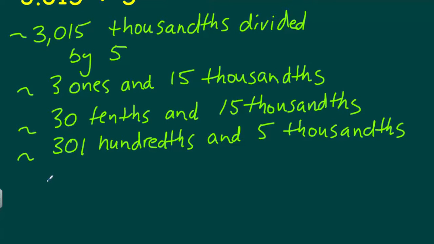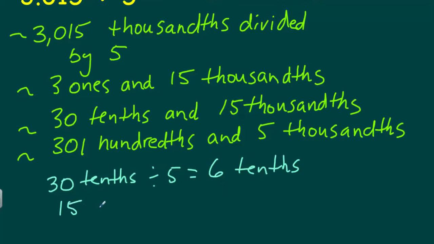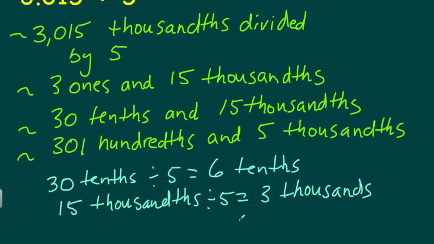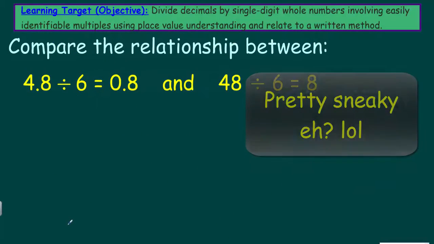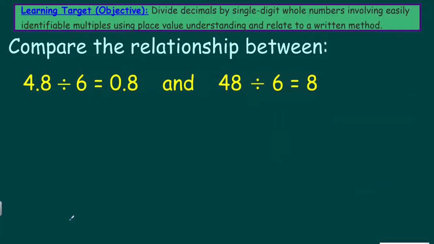So I took 30 tenths and I'm going to divide that by 5. I'm going to get 6 tenths. If I take my 15 thousandths, divide it by 5, I'm going to get 3 thousandths. So my answer would be, I have 6 tenths and 3 thousandths. Isn't that cool? So now let's look at a completely different setup here.